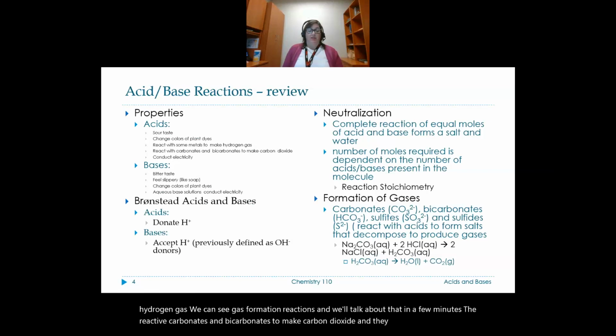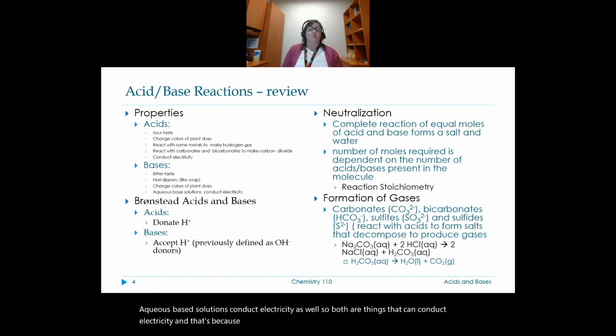Bases have a bitter taste, they feel slippery like soap. Soap is actually made with a base in it. They change colors of plant dyes, and their aqueous solutions conduct electricity as well. So both are things that can conduct electricity, and that's because they're electrolytic solutions.